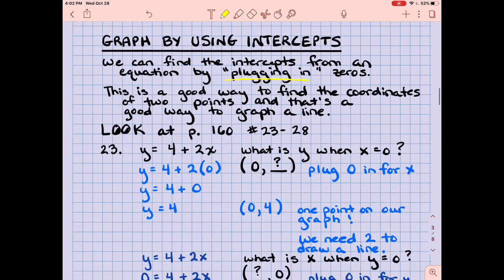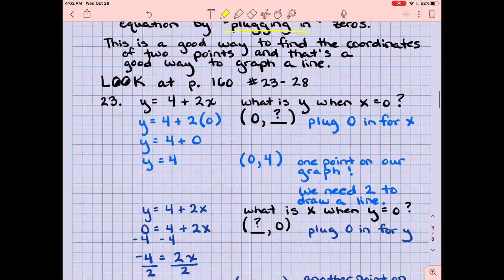In number 23, I particularly picked a couple of these. I have y equals 4 plus 2x, and if I want to know what y is when x is 0, I can plug in the 0 for x right there. And so I'm going to solve this. I get y equals 4 plus 0, which is y equals 4. And there is not only my y-intercept, but it's 1 point on our graph, and we only need 2 points to draw a line.